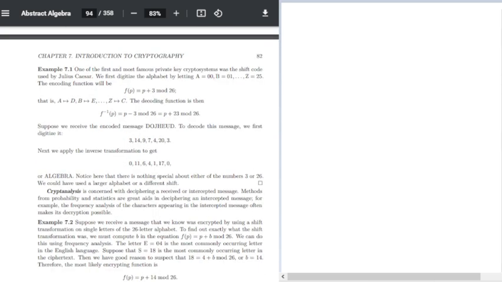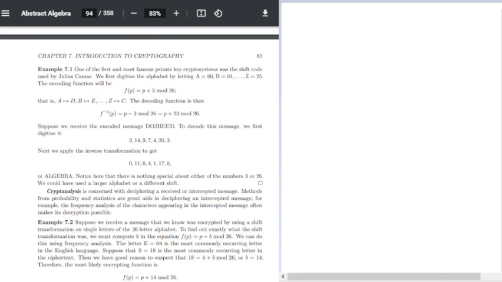Example 7.1. One of the first and most famous private key crypto systems was the shift code used by Julius Caesar. We first digitize the alphabet by letting a = 00, b = 01, all the way up to z = 25. The encoding function will be f(p) = p + 3 mod 26. That is, a goes to d, b goes to e, all the way up to z goes to c. The decoding function is then f^-1(p) = p - 3 mod 26, which is equal to p + 23 mod 26.